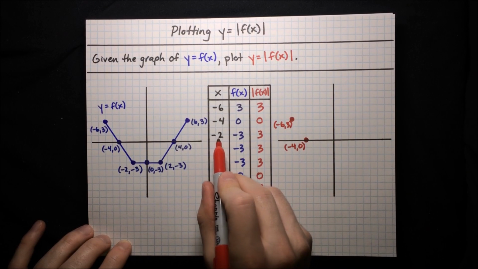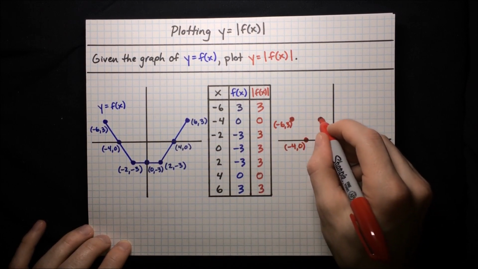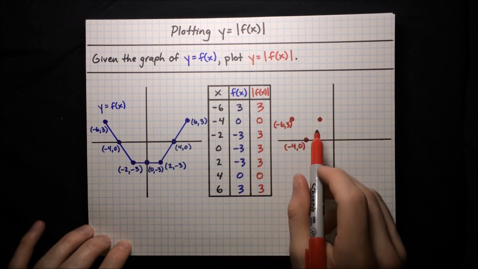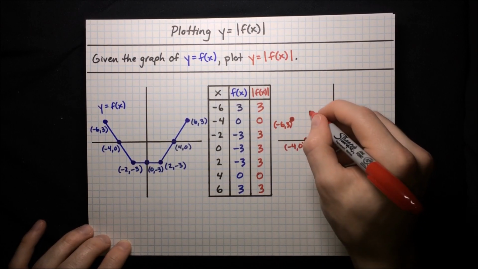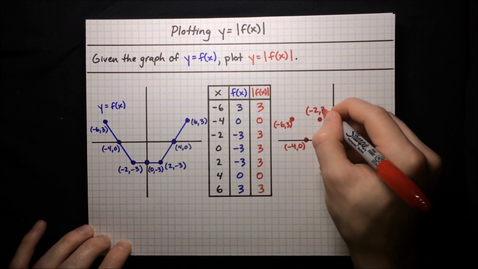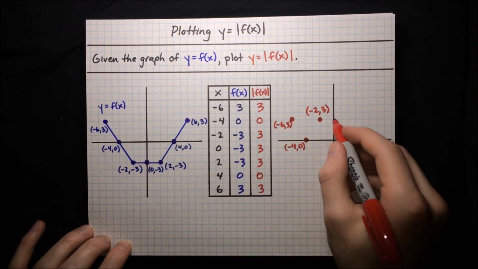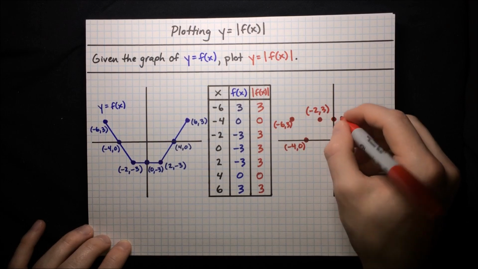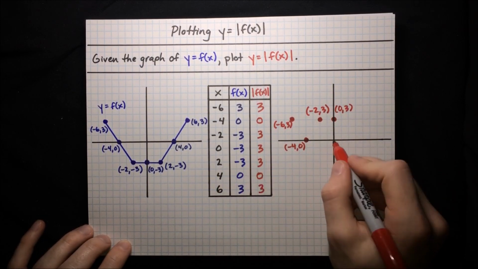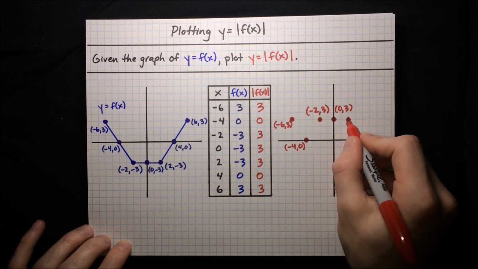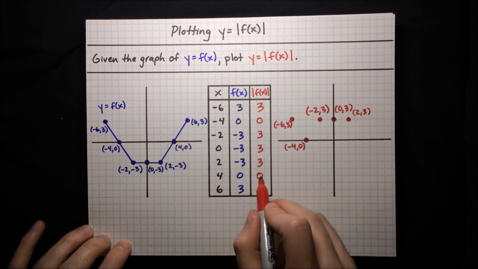And then the next one is (-2, 3). So over 2 this way and then 3 up. Okay, now we're starting to see something different. Originally the point was down here, but now it's up here. Okay, that's cool. So let's write that in. That's (-2, 3). The next point is (0, 3), so (0, 3) is right up here. We'll write that in. And then we've got (2, 3), so (2, 3) right here. Label that. And then (4, 0).